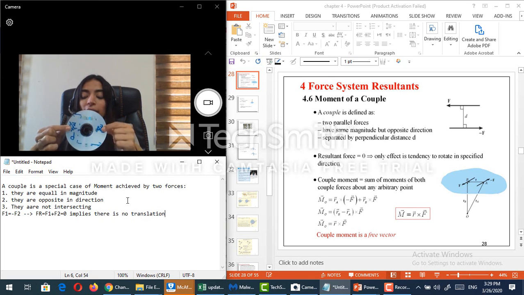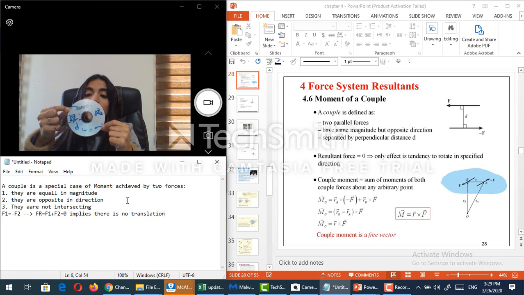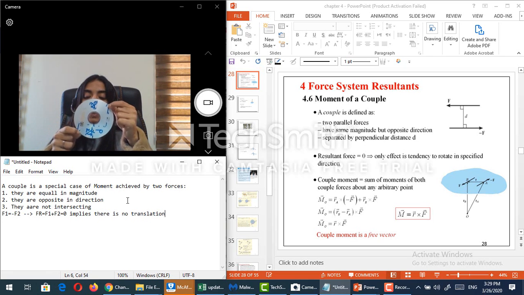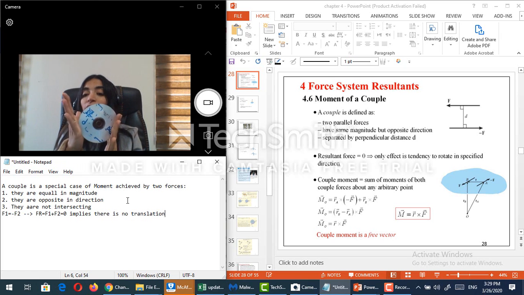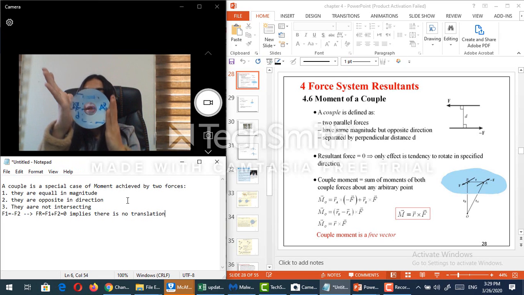So first of all, when I apply two intersecting forces, I cannot have any translation or rotation. In the second case, when there is a distance between these two forces, so they are spaced by distance D, I will not have a translation, but I will have a rotation. And this is the exact example when you are driving your car. So what you are doing here is a couple. The couple is achieved by two opposite forces of the same magnitude, causing only a rotation and not a translation.